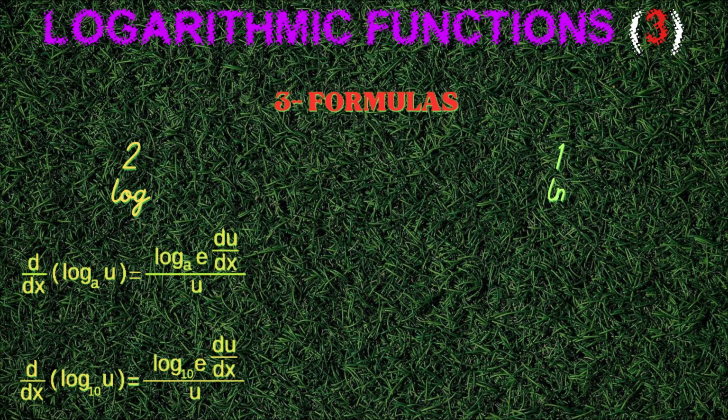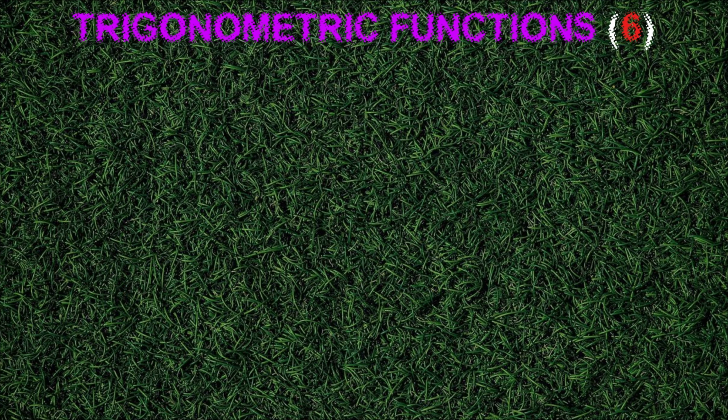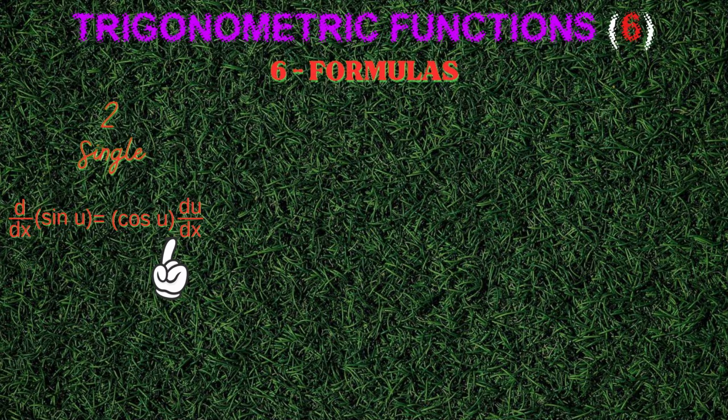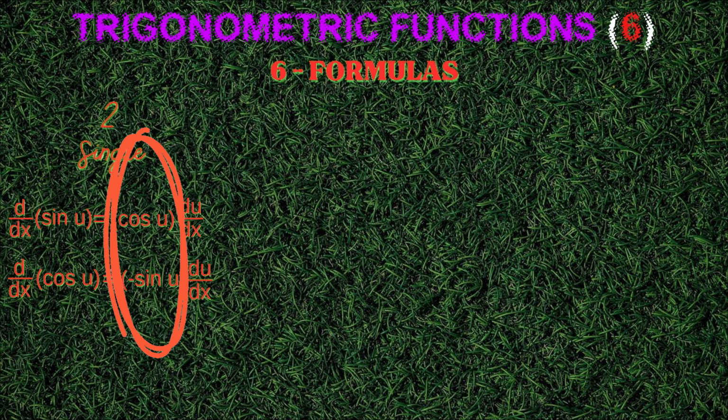For ln, we have d over dx of ln u equals the derivative of u over u. For trigonometric functions, we have 6 formulas. Two are single, ibig sabihin ng single, trigonometric function lang yung sagot. For example, the derivative of sin u is cos u du dx. For the derivative of cos u, we have negative sin u du dx. Kung mapapansin nyo, single lang yung mga sagot like cos u and negative sin u.